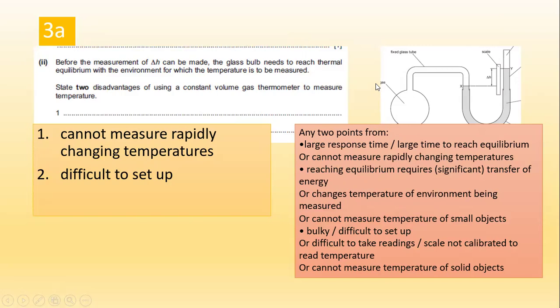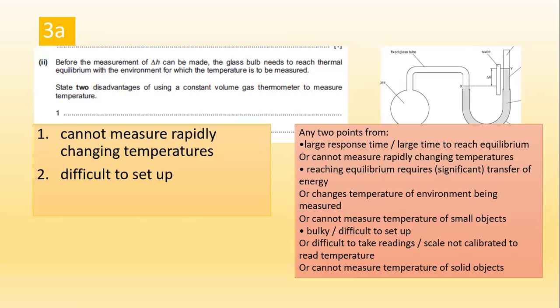If the medium to be measured is a small volume of liquid, it is going to remove a bit of energy from the liquid. So it's going to cause the temperature of the liquid to go down. So that's the disadvantage. It changes the temperature of the thing they want to measure. Cannot measure temperature of small object, right? Because the bulb is too big. Cannot measure temperature of small quantity of liquid.